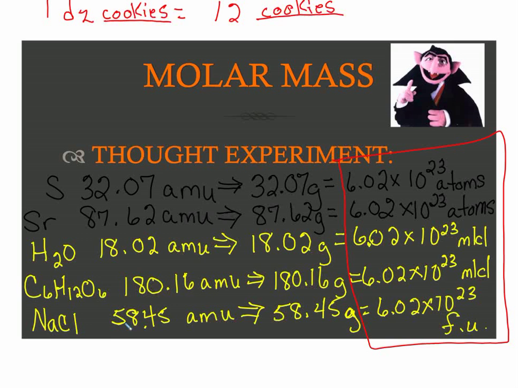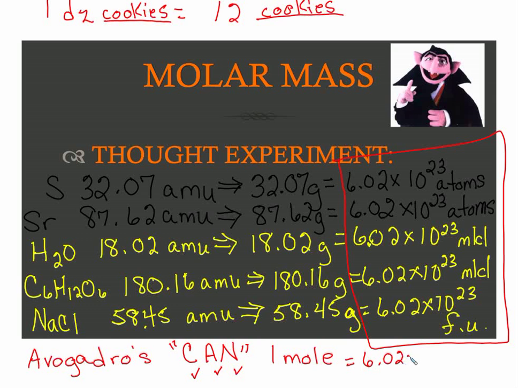This number here was determined not by counting, but by a dead guy named Avogadro. So this is Avogadro's number. And we're going to use it when we are counting. So I like to say count, Avogadro's number. When you're counting, we use Avogadro's number. And we call that 1 mole. And so 1 mole is equal to 6.02 times 10 to the 23rd of anything.